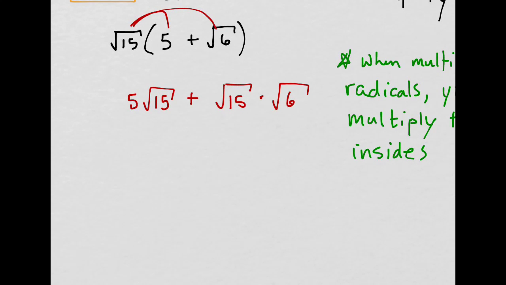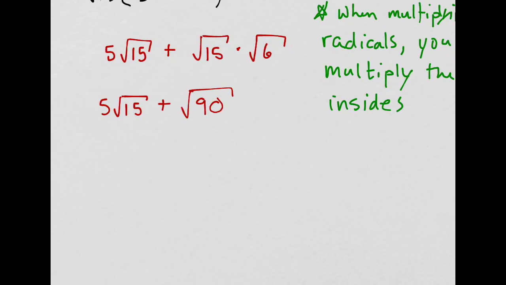So here, this just stays 5 times the square root of 15, and then plus 15 times 6, well, that's just 90. So I have the square root of 90. And I got the 90 because it's 15 times 6. So there we have that. And then the last part is to break down anything that we can.